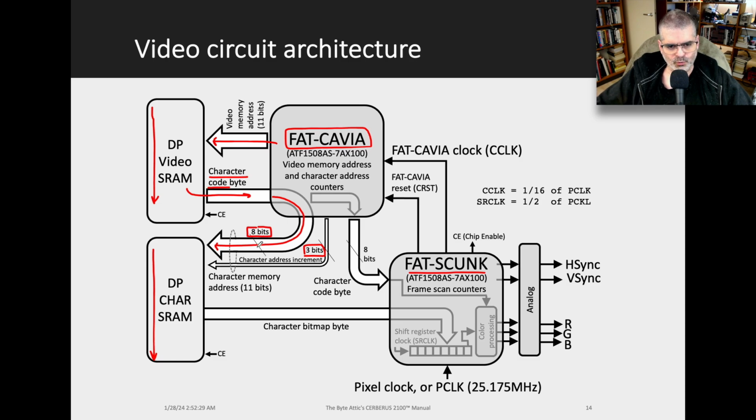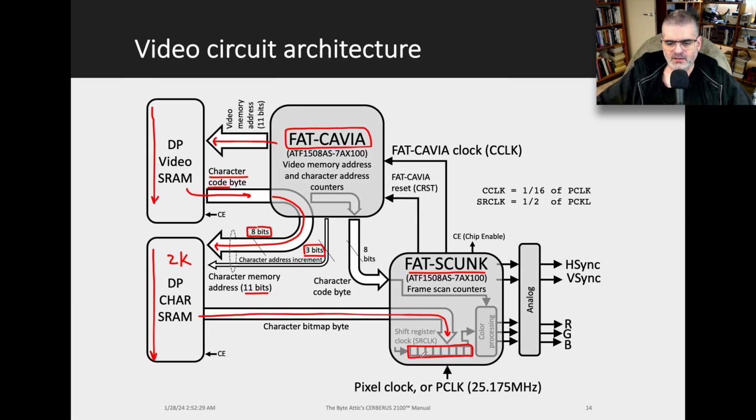So not only do we know which character we are trying to read out from character memory, we also know which byte of the corresponding character bitmap. Together, 8 plus 3, we have the 11 bits that we need for a memory that is 2 kilobytes big. So that's how the address is formed. Once we know which character and which row of the character bitmap, we read out that row, which is 1 byte, and we store it in an internal shift register within Fat Skunk.